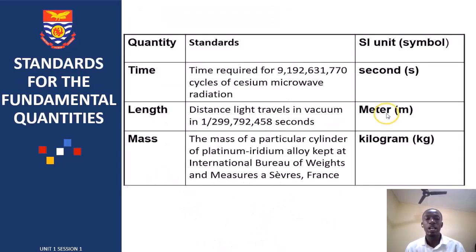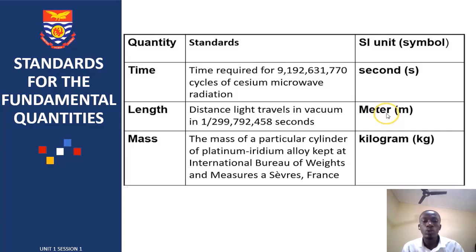Let's look at the standard for the fundamental units, that is the time, length, and the mass. The SI time unit, the second, is defined as the time required for cesium 133 to undergo 9,192,631,770 vibrations. When we talk about the length, we are also discussing the distance light travels in a vacuum in 1/299,792,458 seconds, and the unit is meters.